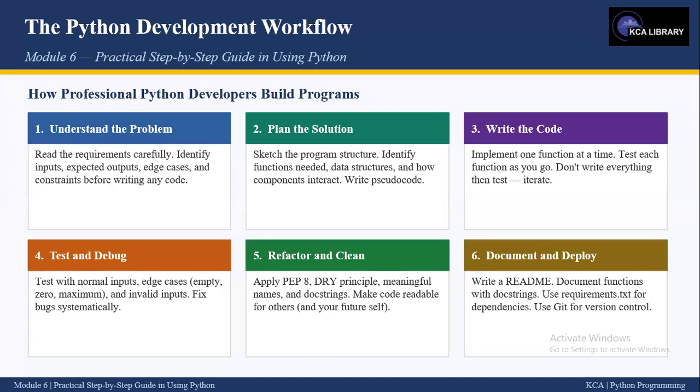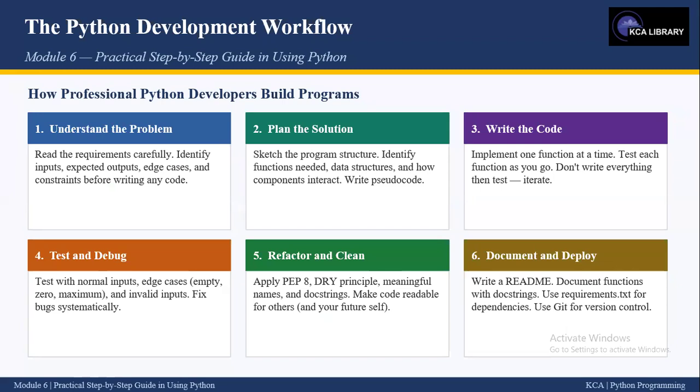The Python development workflow. This slide outlines the 6-step workflow followed by professional Python developers. Step 1 is to understand the problem. Read the requirement carefully, identify inputs, expected output, edge cases, and constraints before writing any code. Step 2 is to plan the solution.